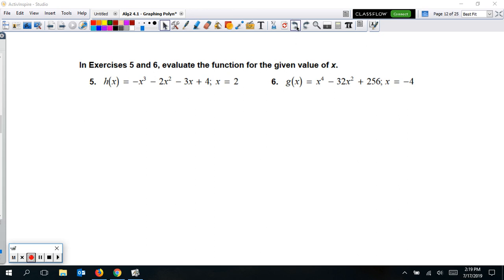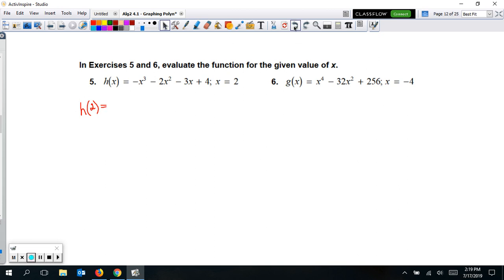And so as we start plugging in 2, the 2 is going to go here. There's an x right there. We can actually put the 2 right here now and call it h of 2. And that just tells us that we're going to now plug in 2 to our function.